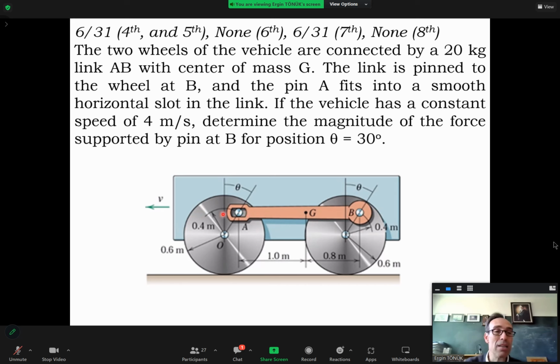If the vehicle has a constant speed of 4 meters per second to the left, determine the magnitude of the force that's supported by the pin when that angle is 30 degrees.